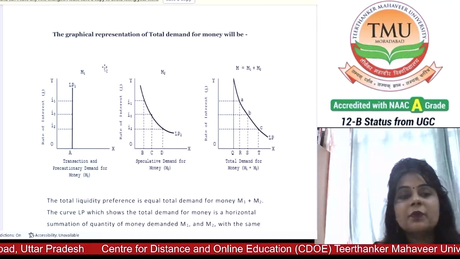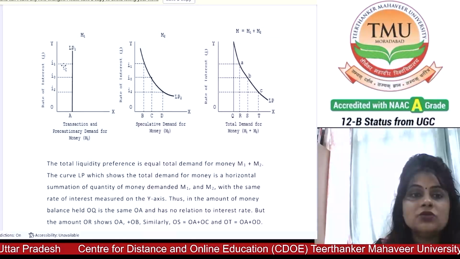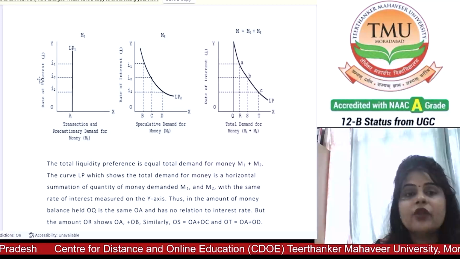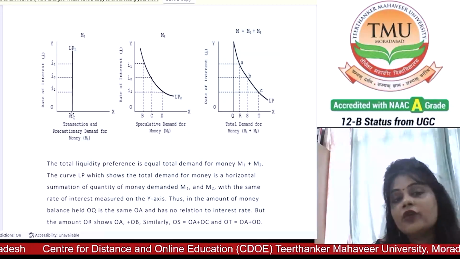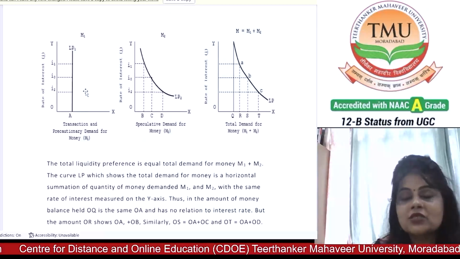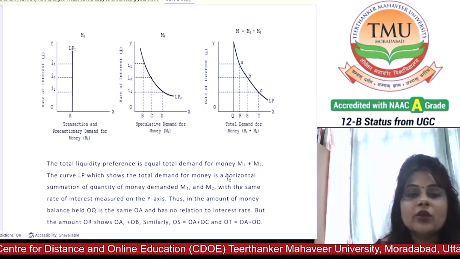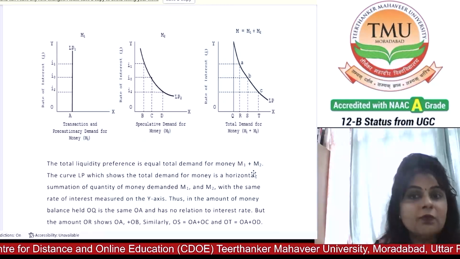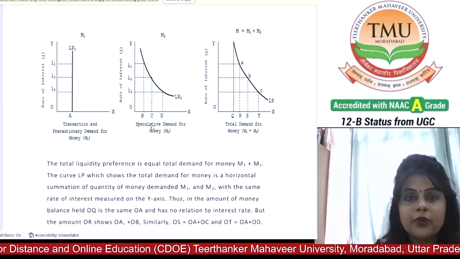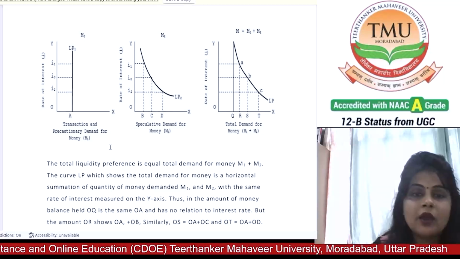So here is the graphical representation of the total demand for money. It is not affected by the rate of interest, as it is interest inelastic, while it depends on the price level and income. The total liquidity preference is equal to the total demand for money, M1 plus M2. Here M1 and here M2. M1 is the transaction and precautionary demand for money.